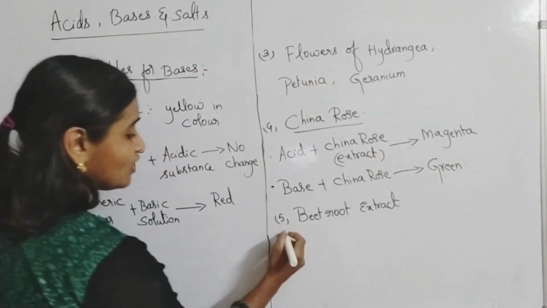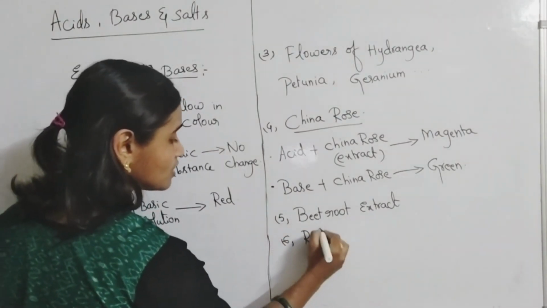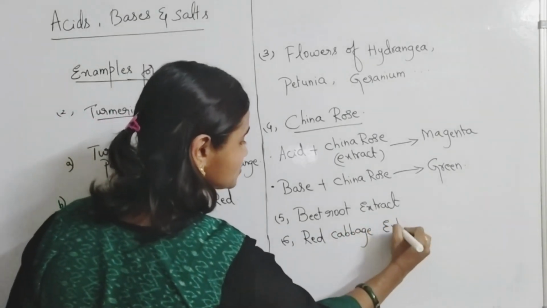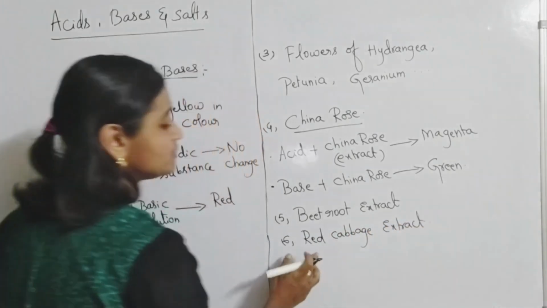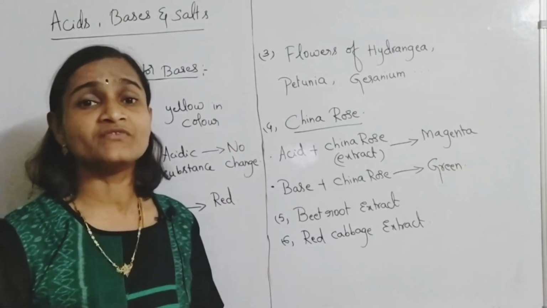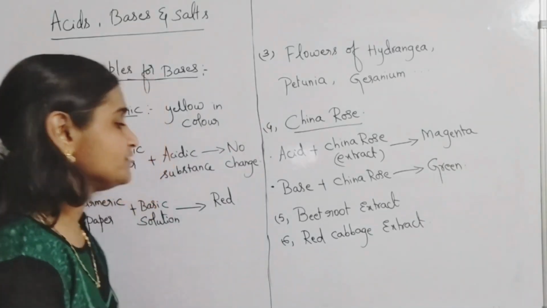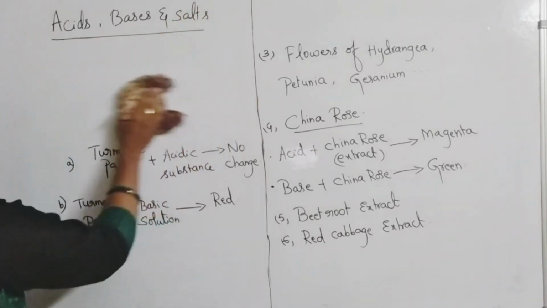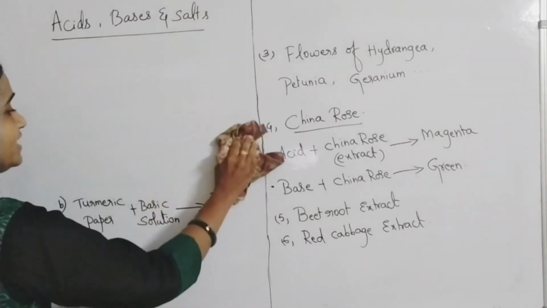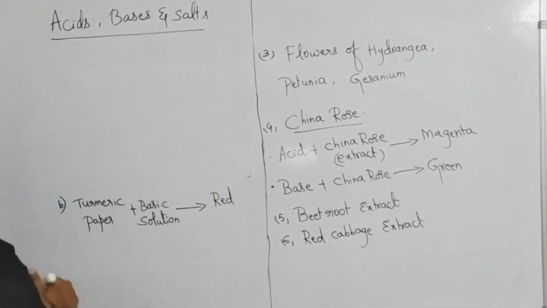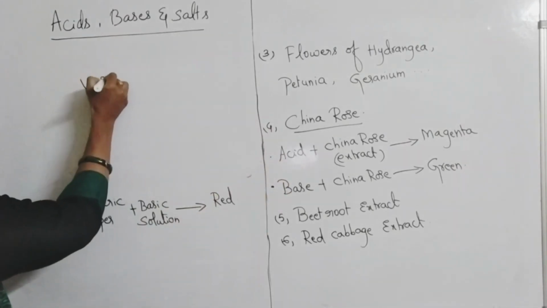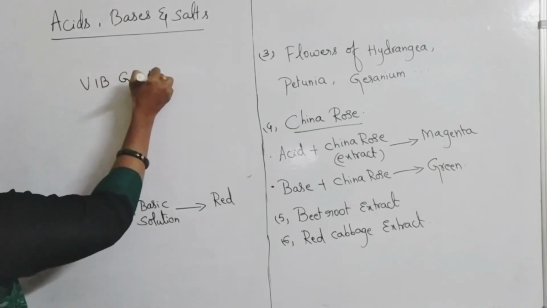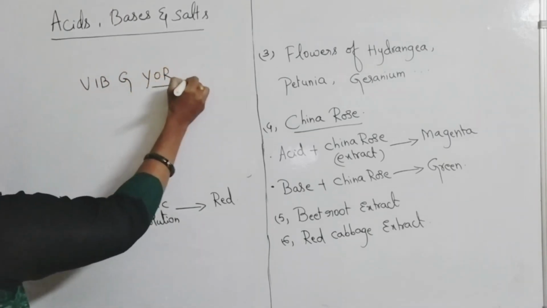And finally you have red cabbage extract. You can remember the color changes in the form of Vibgyor colors. If the substance to which red cabbage extract is added turns to VIB colors, then it is basic in nature. VIB colors are for bases, G is for neutral, and YOR colors are for acids.